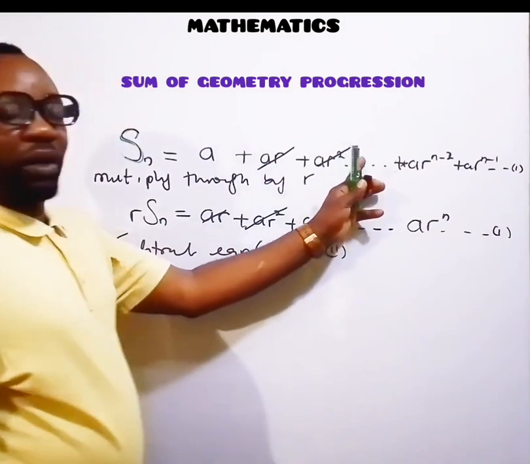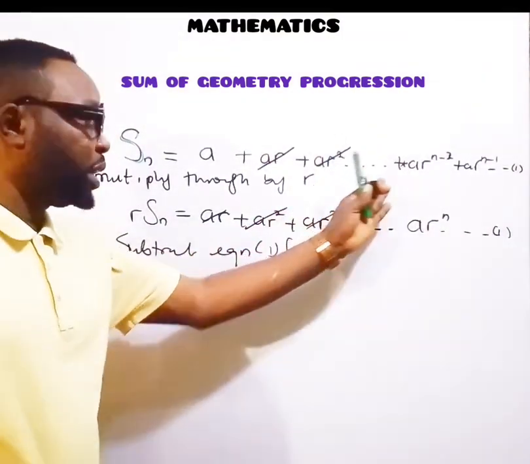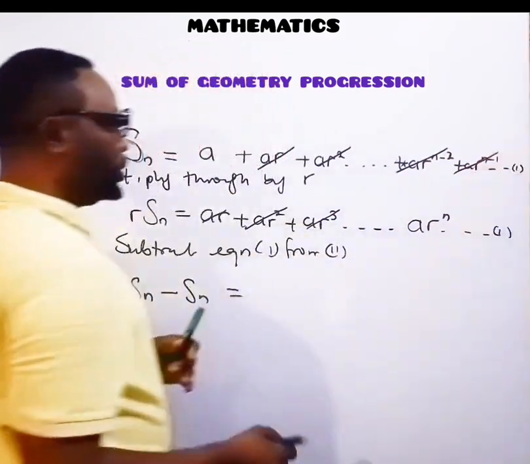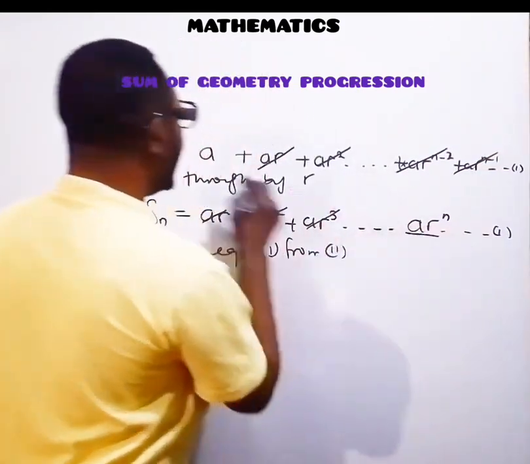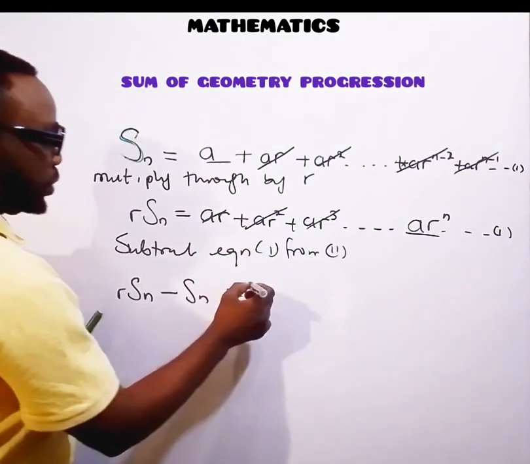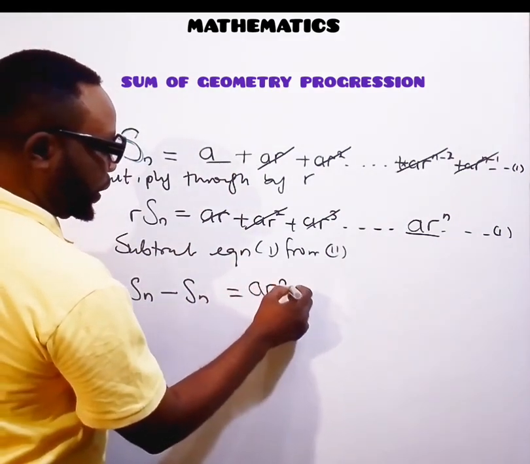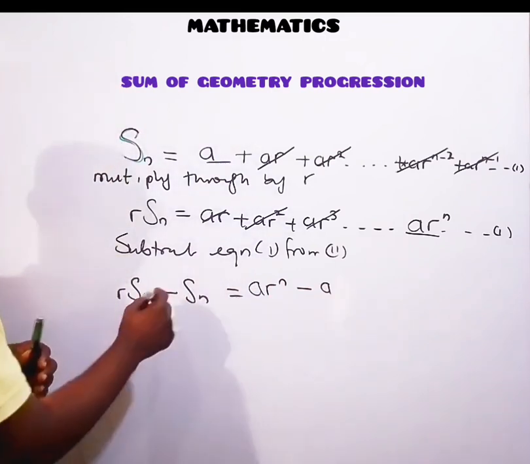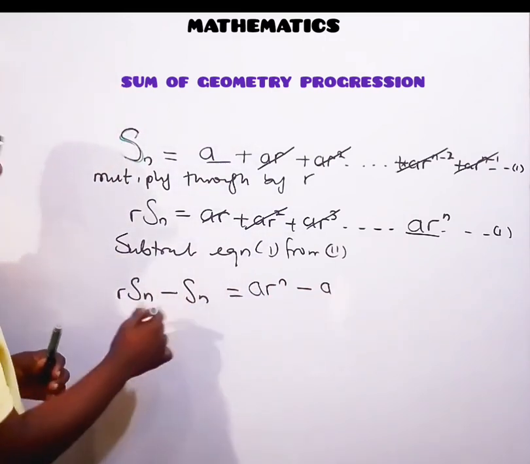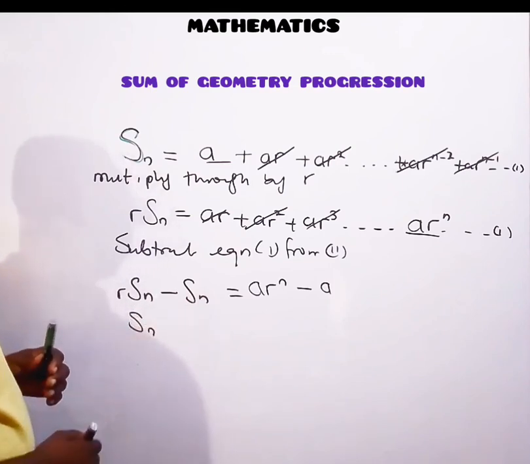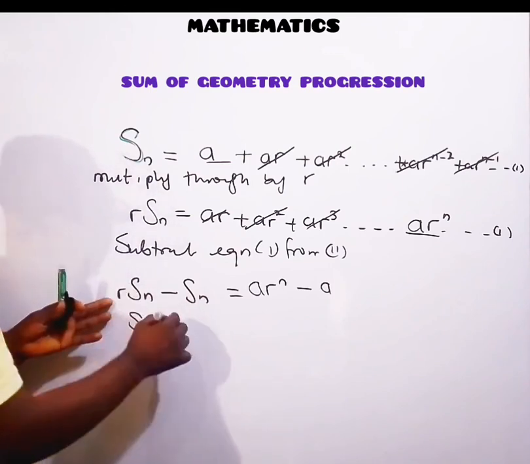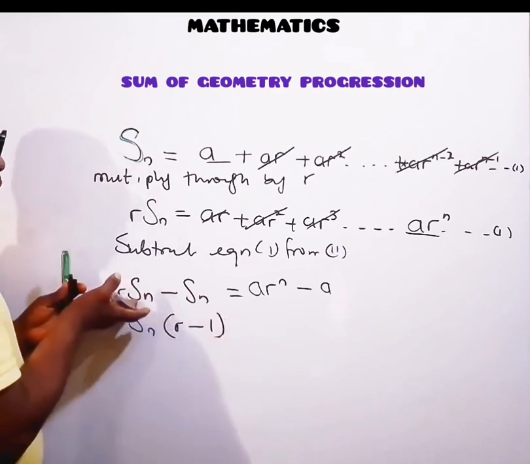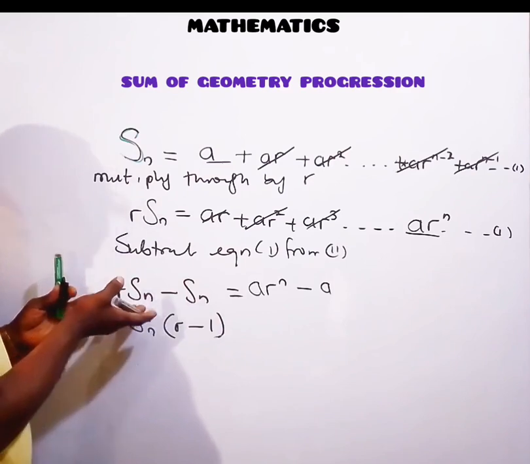Likewise, the ar raised to the power of 3 in the middle here, and all these other terms, will cancel, leaving behind ar raised to the power of n and a. So we are going to have ar raised to the power of n minus a. Now, what is the common term here? The sum of the nth term into the bracket of r minus 1. If you open up this bracket, you will get this particular information back.